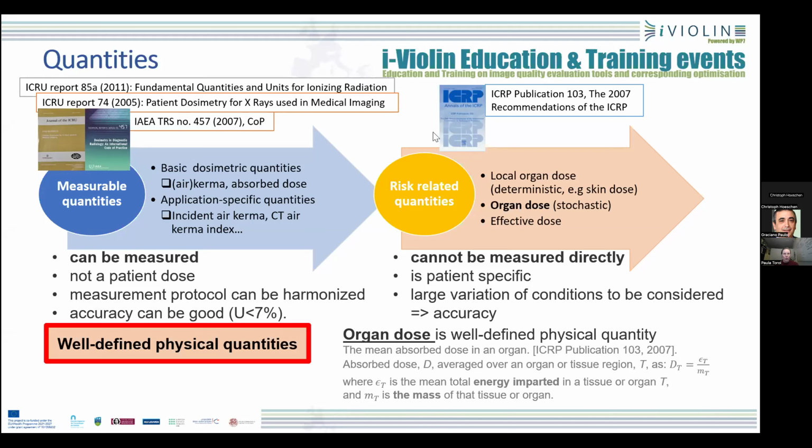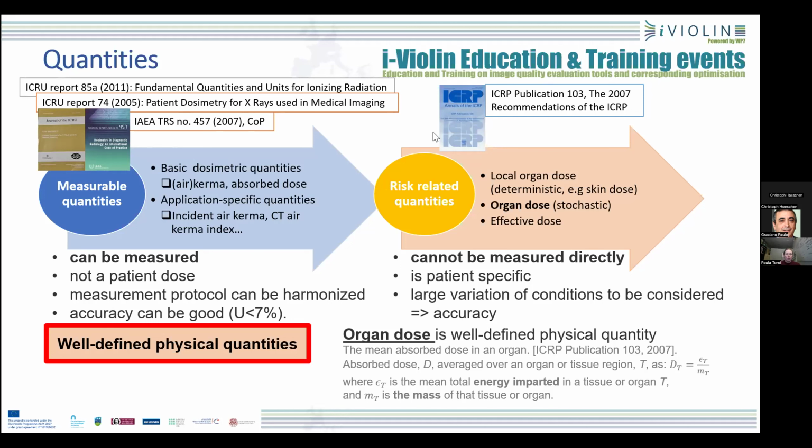When we go to the risk-related quantities, they are defined by ICRP, and there are the local organ dose and effective dose. Organ dose is, again, the total energy imparted in a tissue or an organ, divided by the mass of the tissue or organ. So it's well defined. It's not a rough estimation. It's not changing when we have a new risk estimate. So it's really a well-defined physical quantity.